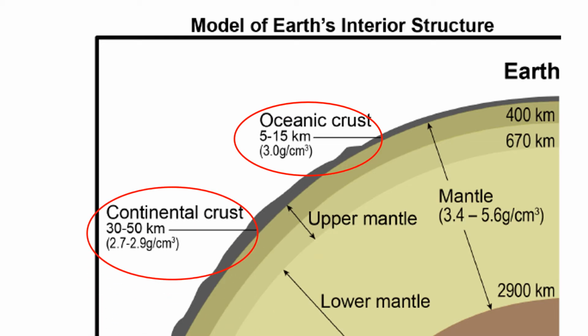The second type of crust we have is continental crust, located under continents, made mostly of a rock called granite. It's 30 to 50 kilometers in thickness, and the density is a little bit lower for our continental crust. It's between 2.7 and 2.9 grams per centimeter cubed.